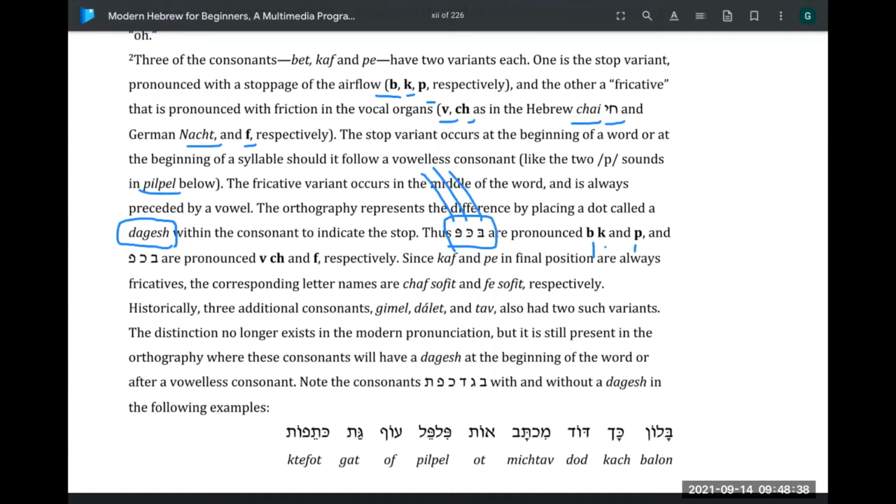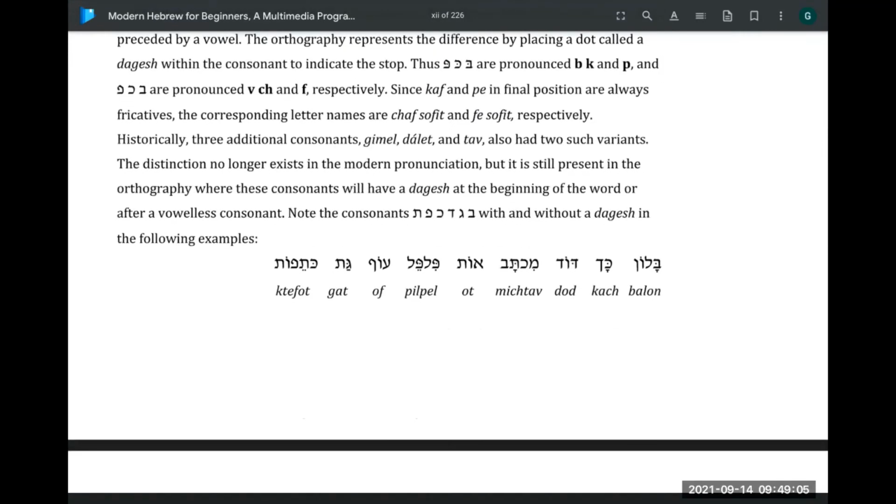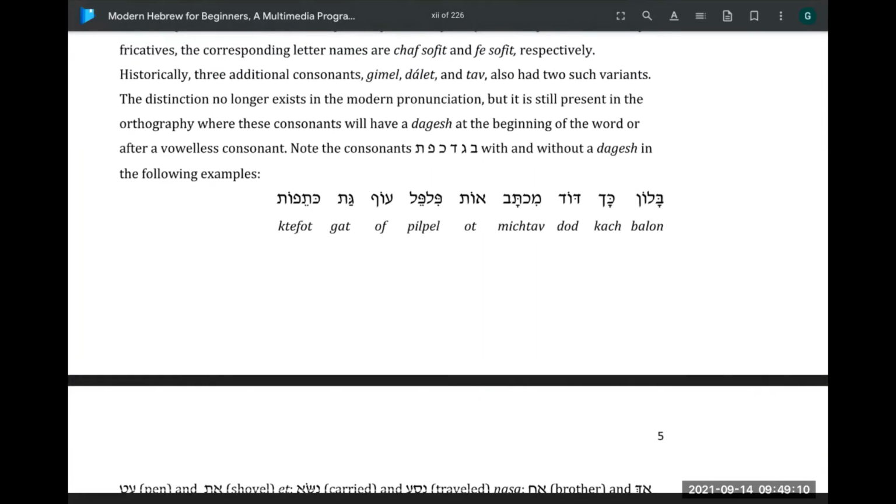Okay. And here they are again, but without the dot: you've got Fe, you've got Chaf, and you've got Vet. So you've got the V sound, the CH in Chaf, and F. Now since Kaf and Pei in the final position are always fricatives, the corresponding letter names are Chaf sofit and Fe sofit, respectively. Historically, 3 additional consonants, Gimel, Dalet, and Tav, also have 2 such variants. The distinction no longer exists in modern pronunciation.